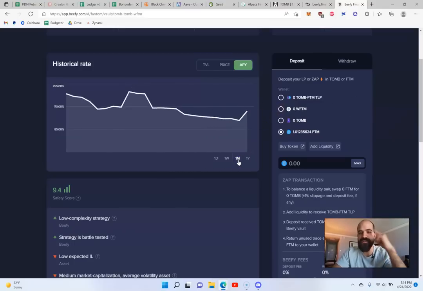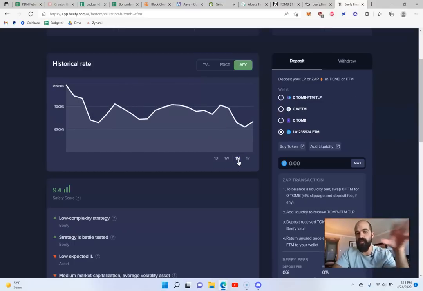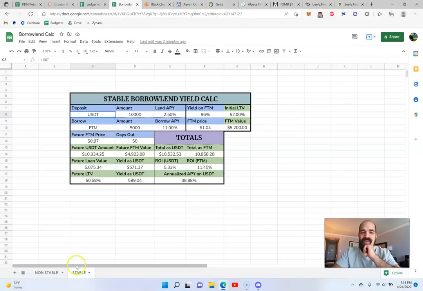If we look at the one on Beefy, you can look at the performance. You can see it's pretty stable over the month. Over the year, we're going to see a large decline because it went down dramatically, but I guess it doesn't have that much data. So since March, it's gone from 240 to 112, 84 now. Okay, so that is strategy number one with the borrow lend.